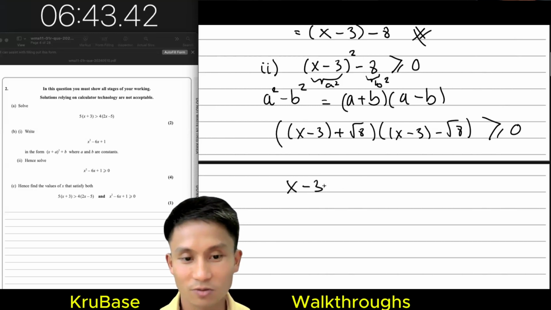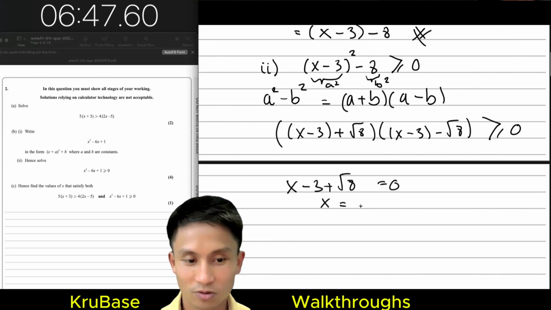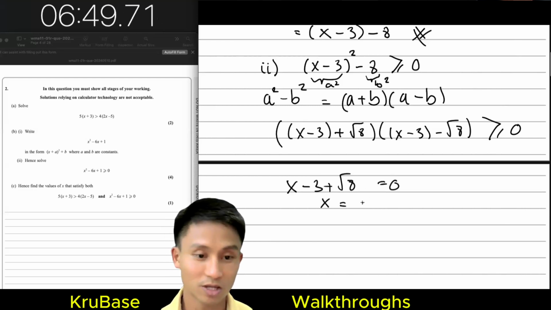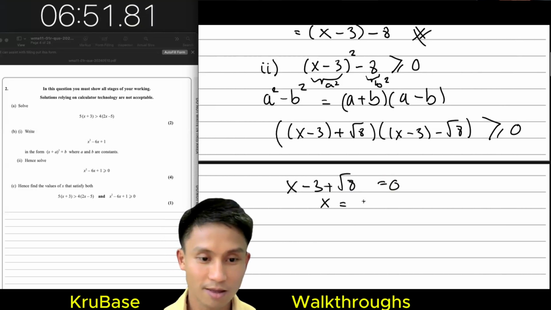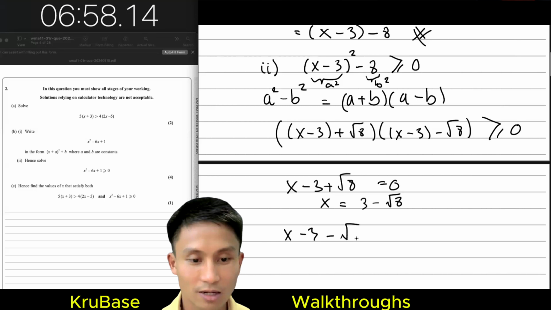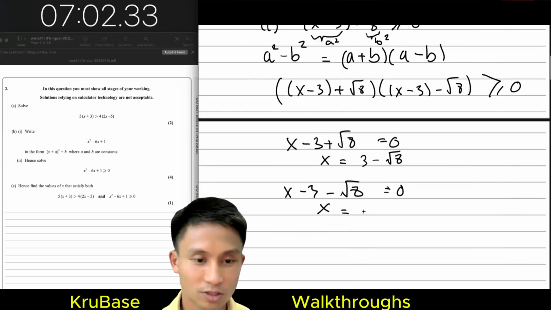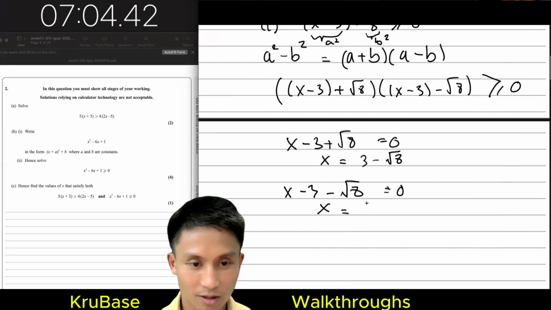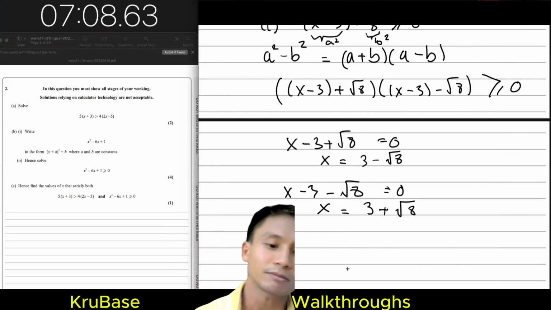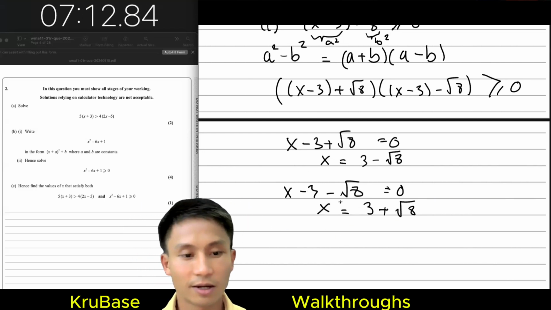So you have x minus 3 plus root 8 equals 0. So the x value from here will be one of your roots, so it would be 3 minus root 8. And the other one, x minus 3 minus root 8 equals 0. This is going to be your other root, which is 3 plus root 8. And root 8 is also 2 root 2, for your reference.